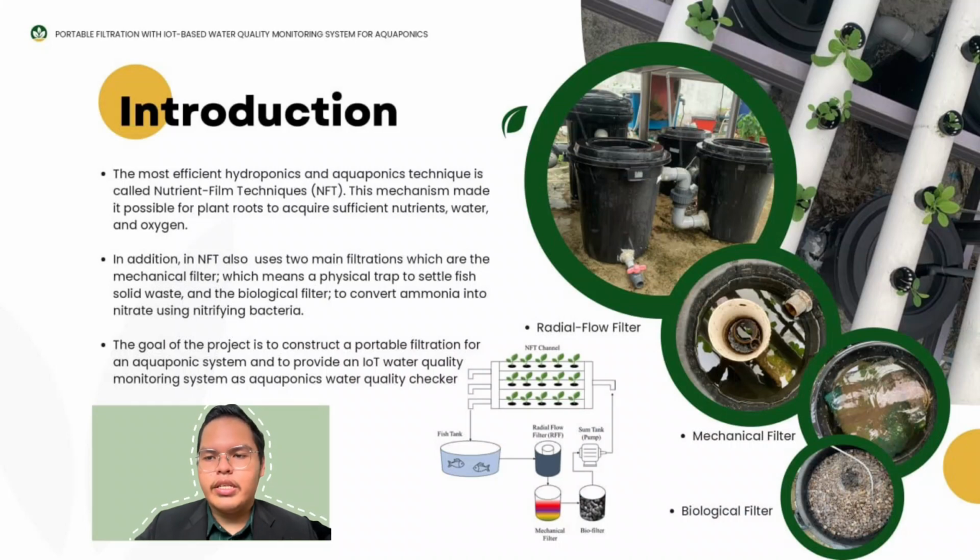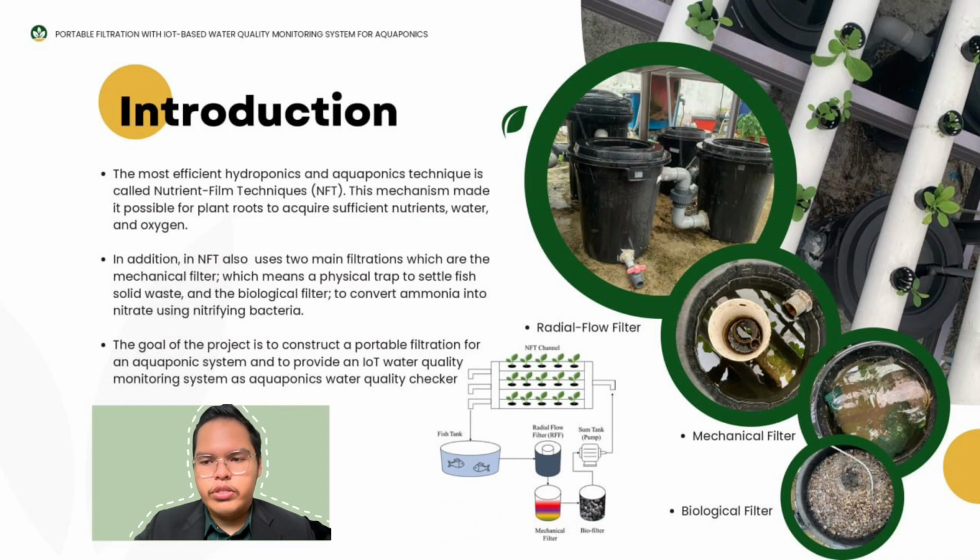The most efficient technique of hydroponics and aquaponics is called the nutrient film technique. This mechanism makes it possible for plant roots to acquire sufficient nutrients, water, and oxygen. In addition, NFT also uses two main filtrations, which are the mechanical filter, a physical trap to settle fish solid waste, and the biological filter to convert ammonia into nitrate using nitrifying bacteria. The figure shows the radial filter, mechanical filter, and biological filter in NFT.